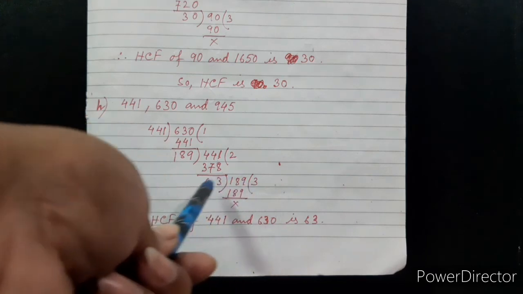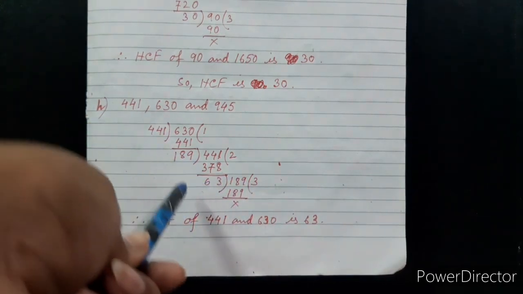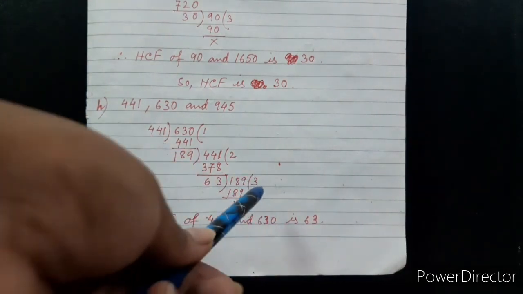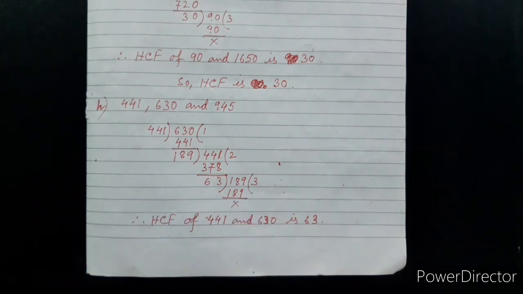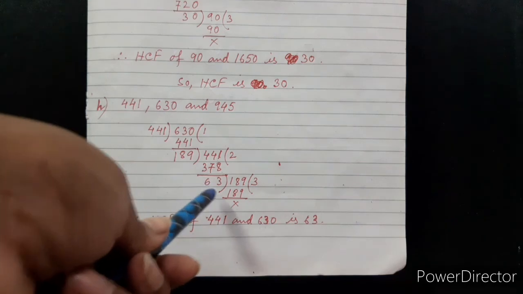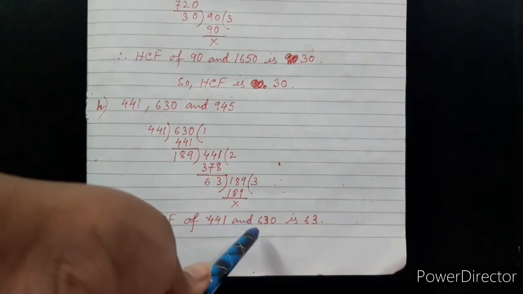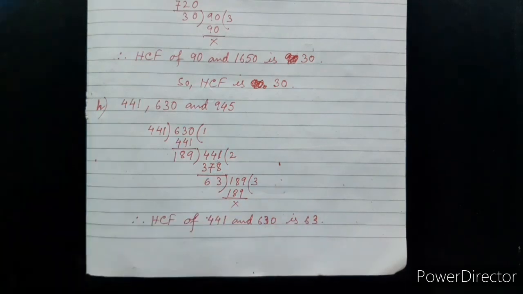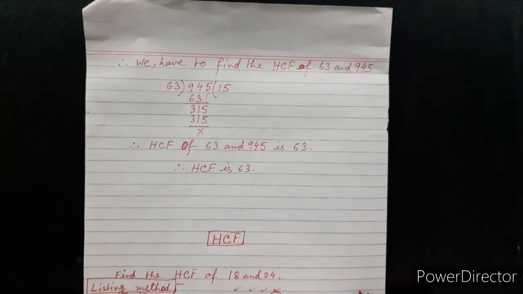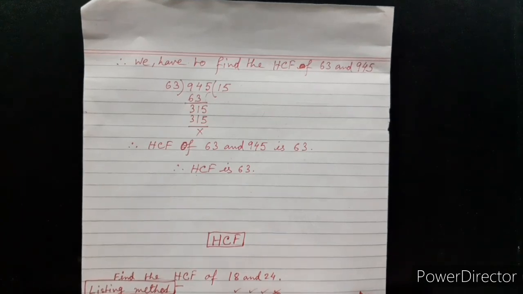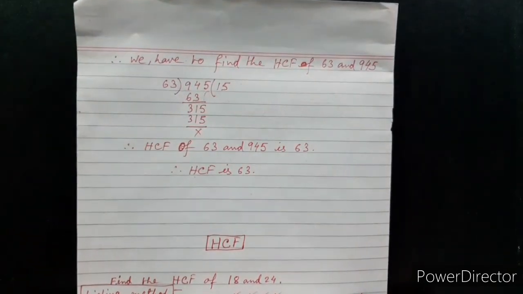So, we divide 189 by 63. 63 threes are 189. Here we get 0 as remainder, so we stop the division. Our final divisor is 63. Therefore, the HCF of 441 and 630 is 63. Now, the next step. Now, we consider 63 and 945.